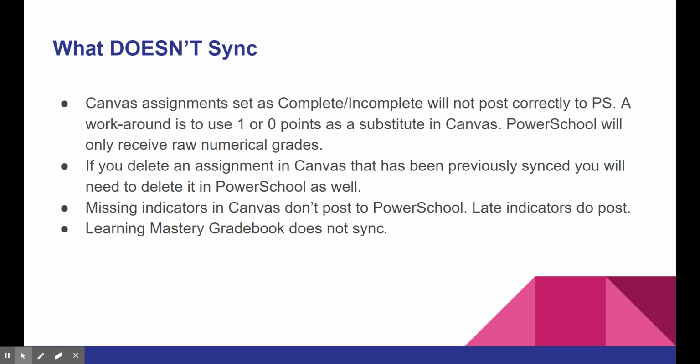There are some things that don't sync very well. So if you're used to doing complete and incomplete, that feature is available in Canvas. However, it won't post correctly to PowerSchool. Teachers have discovered that a workaround is to use a 1 or a 0 as points as a substitute for that. PowerSchool will only receive raw numerical grades. But that is a good workaround to use this feature to reduce the amount of work that you have to do.